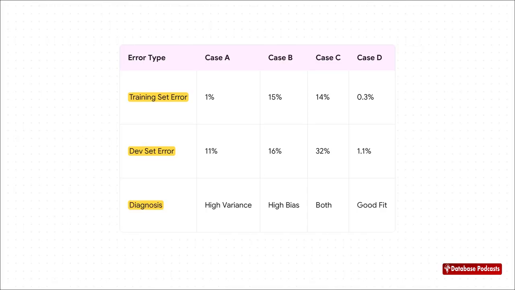Let's look at case A. The model totally aces the training data. Only a 1% error. Amazing, right? But then it gets an 11% error on the dev set. Whoa, that's a huge gap. That's a classic sign of memorization, not real learning.